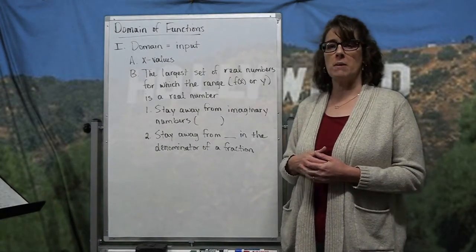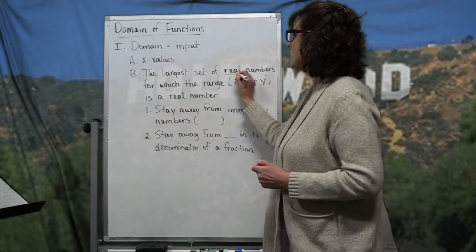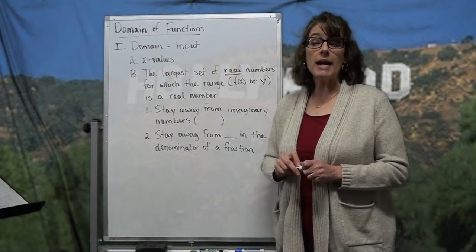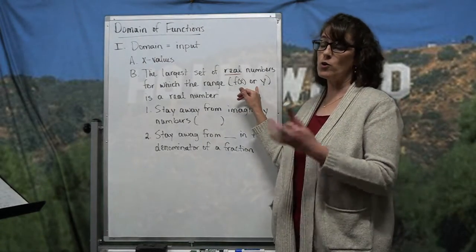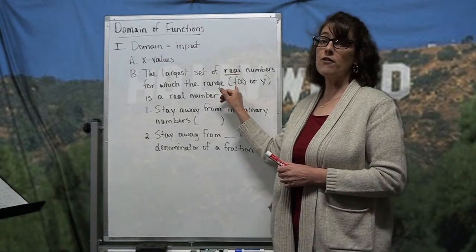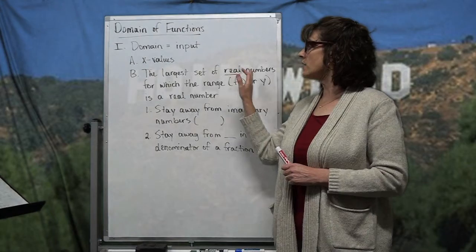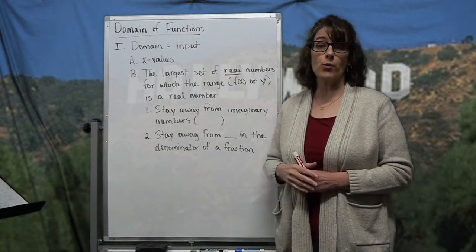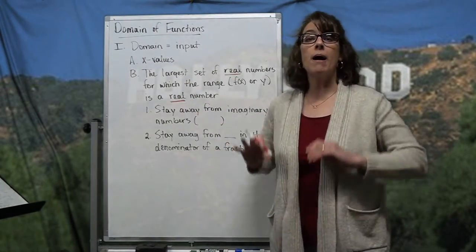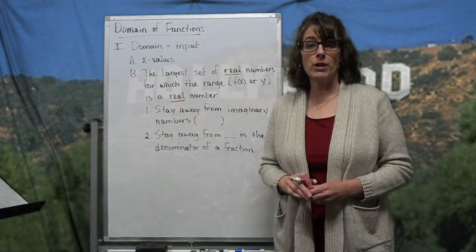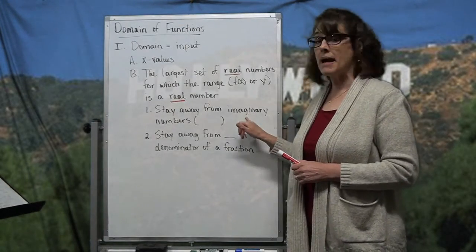A good definition of what a domain is the largest set of real numbers. Now that's important to understand. Largest set of real numbers for which the range, and remember range is your output. So if it's the output, it is typically your y values, or if we're talking functions, then it's going to be your f of x, because f of x and y mean the same thing. So my domain then is the largest set of real numbers for which that range is also a real number. Very important to understand, I want my range to be a real number, my output to be a real number. So therefore, that means that I need to stay away from imaginary numbers.